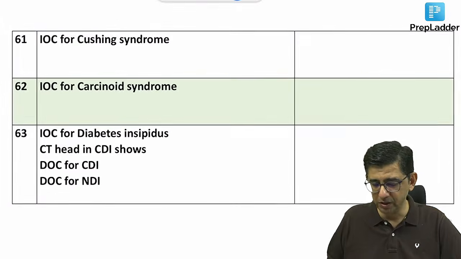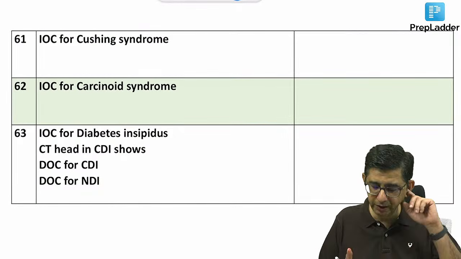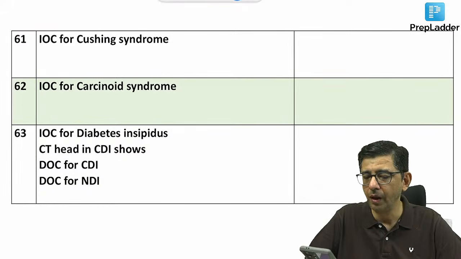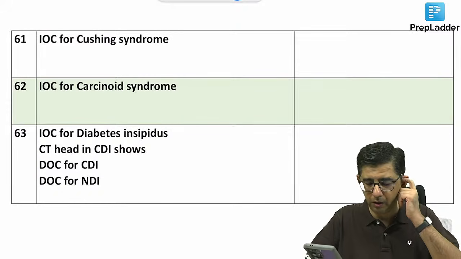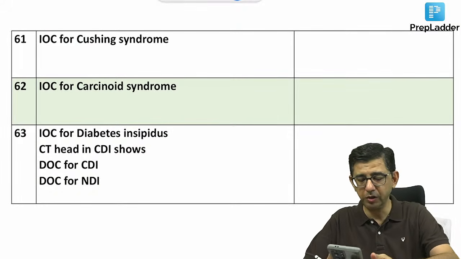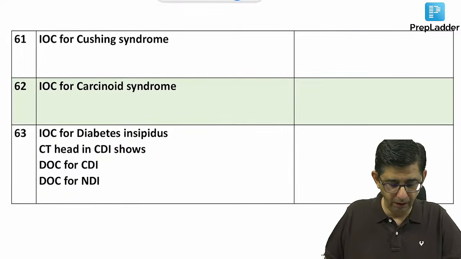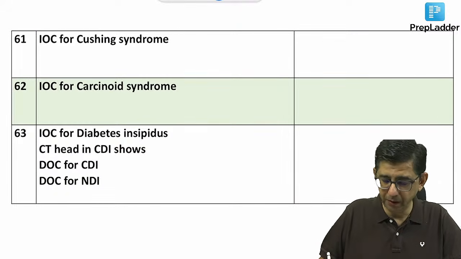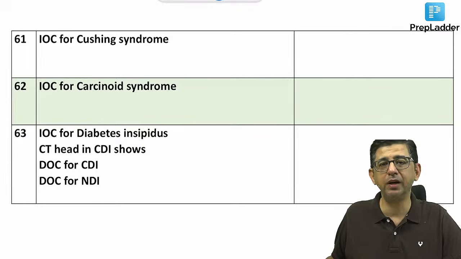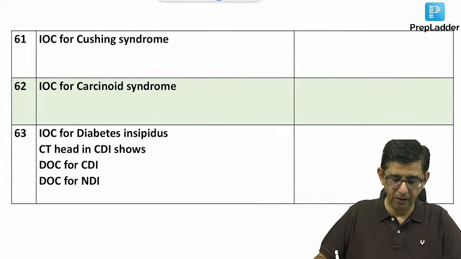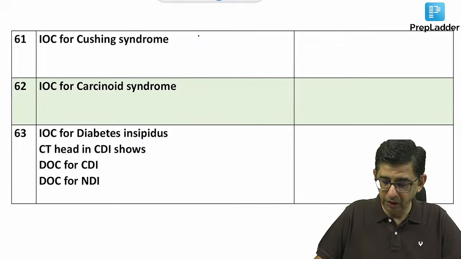Okay. What is the investigational choice for Cushing syndrome? Quickly, guys. Best test for diagnosis of Cushing syndrome. Yep. Let's have quick answers. Okay, I think you guys are tired at the moment.